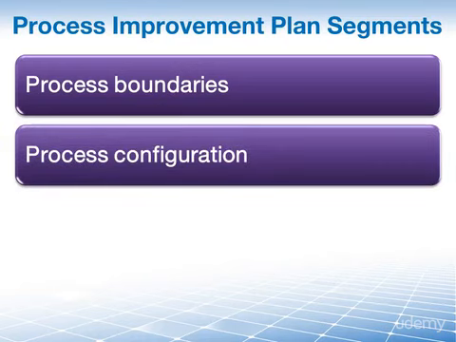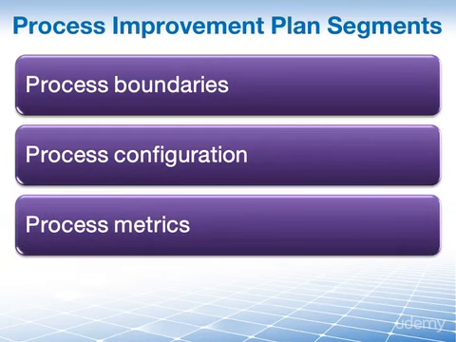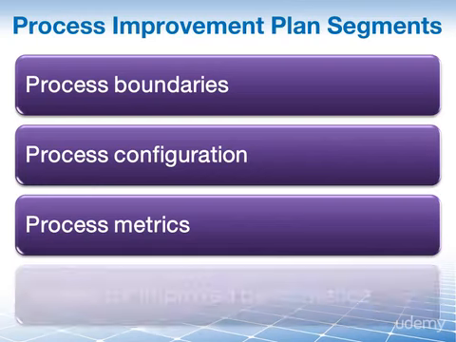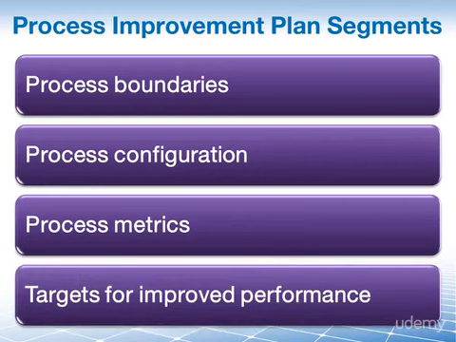The process improvement plan will also contain the process configuration. This can be in the form of a process flowchart with interfaces that will make analysis easier. Because we're talking about quality here, you will need process metrics. These will help you to maintain control and understand the status of your processes. And finally, since the goal is to improve our processes, we must also include targets for improved performance in the process improvement plan. This will guide your process improvement activities.